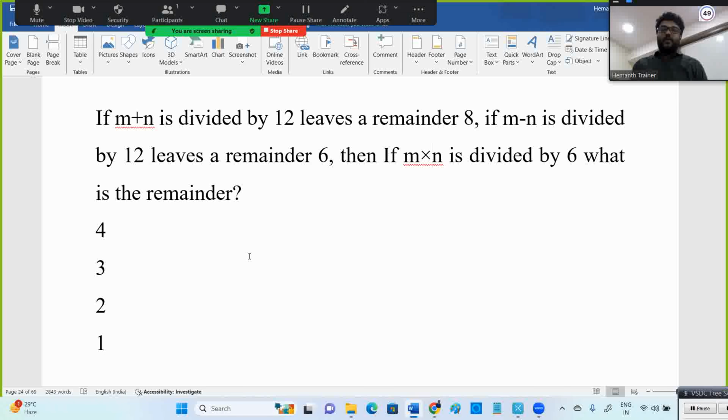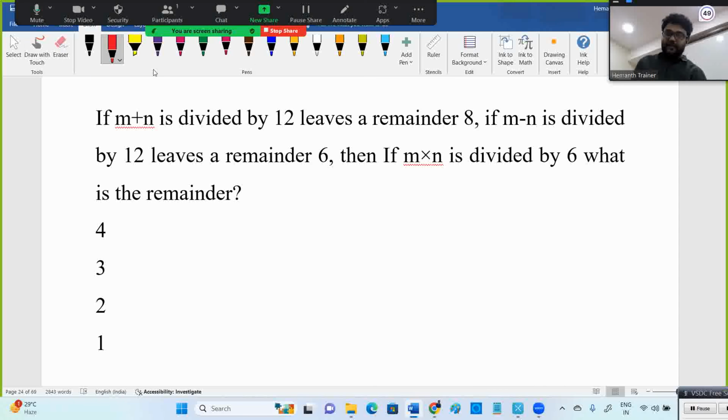Okay, so which m and n values have you taken? 7 and 1, that's the simple thing. You take m value 7, n value 1. 7 plus 1 is 8. 8 is less than 12, so the remainder is 8 when divided by 12. Whereas 7 minus 1 is 6. 6 is less than 12, so when divided by 12 the remainder is 6, obviously. Satisfied.